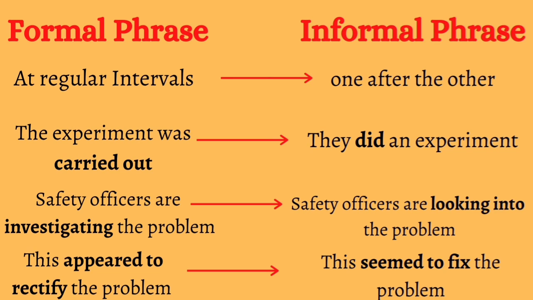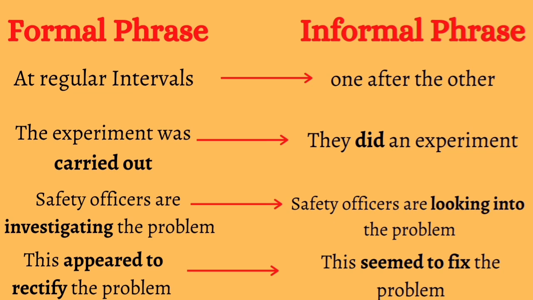Okay, next, the experiment was carried out. That would be formal. Informal would be they did an experiment. So carried out would be the formal way of saying it, but did would be the informal way, right? Next, safety officers are investigating the problem. So formal would be safety officers are investigating the problem. Informal would be safety officers are looking into the problem. So investigating the problem would be the formal phrase, but looking into the problem would be the informal phrase.